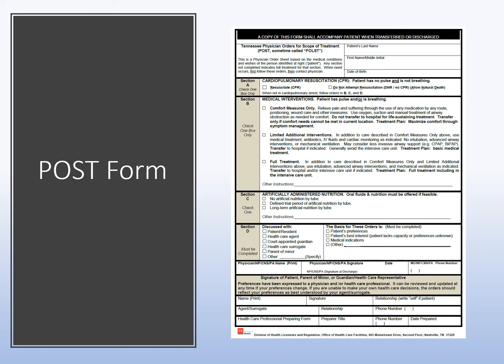I think you all know exactly what this is, a POLST form. I didn't even have to put the title up here. But you can see at the very top, a copy of this form shall accompany a patient when transferred or discharged. So this is actually very helpful when patients are in an ambulance being transported either back and forth to the hospital, skilled nursing facility, or being transferred to other medical facilities.